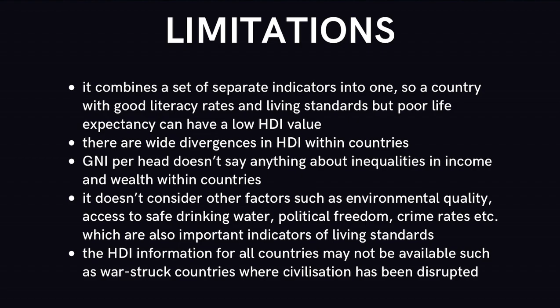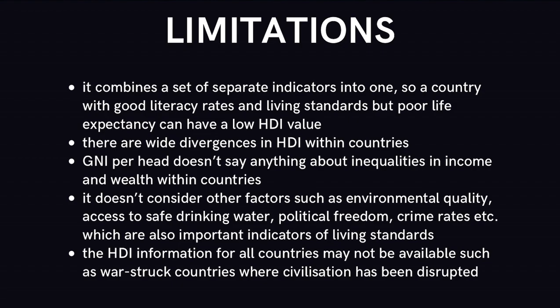What are the limitations? So it combines a set of separate indicators into one, and so a country with good literacy rates and living standards, but a poor life expectancy, which means poor healthcare, may show a low HDI value even though their education is good. Then there are wide divergences in HDI within country. GNI, the gross national income per head, does not say anything about inequalities in income and wealth within countries.